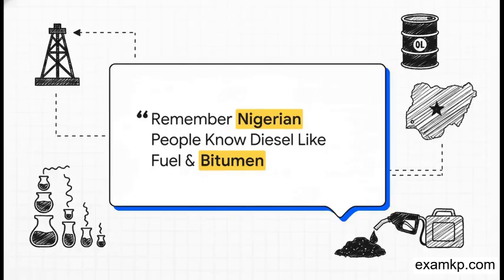R for refinery gas, P for petrol, N for naphtha, K for kerosene, D for diesel, L for lubricating oil, and B for bitumen. Seriously, write this down. It's going to be your secret weapon in the exam. Okay, let's keep building on this.